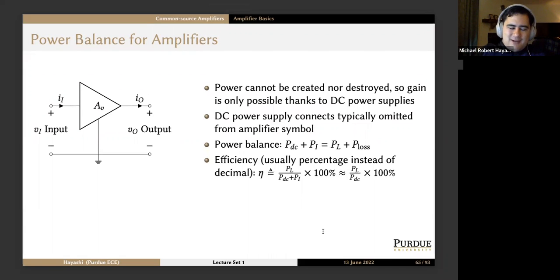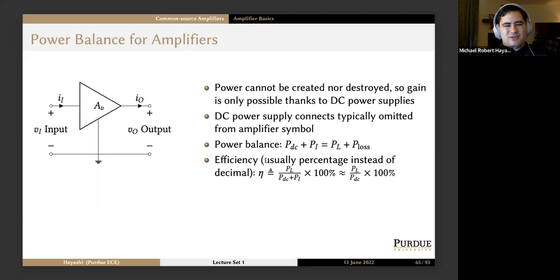So sometimes we ask questions about the power balance for an amplifier. By conservation of energy, you can neither create nor destroy power. So gain is only possible thanks to the DC power supplies. The DC power supplies are typically omitted from the amplifier symbol. But basically, here's the power balance. Power in must equal the power out. So the DC power supplied by the DC power supplies, P_DC, plus the power into the device, P_I, must equal the power delivered to the load plus the losses.